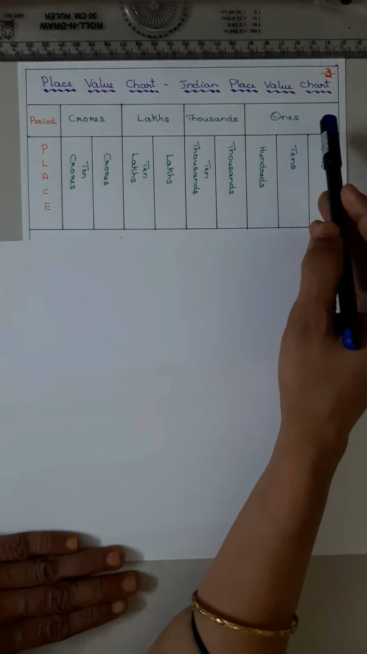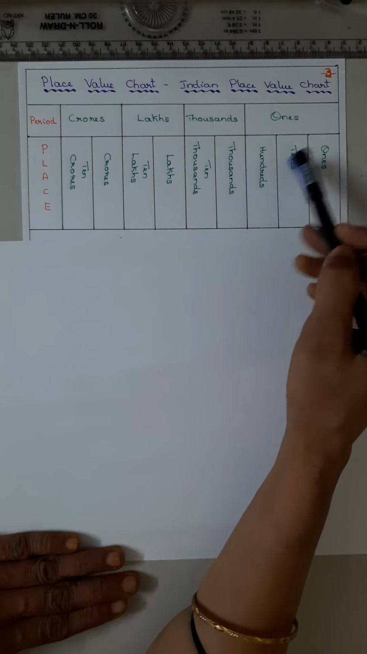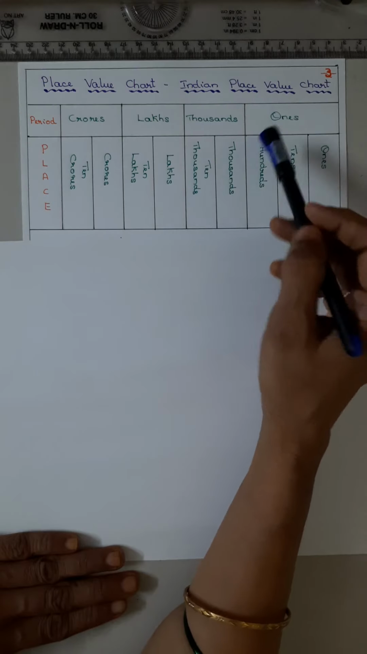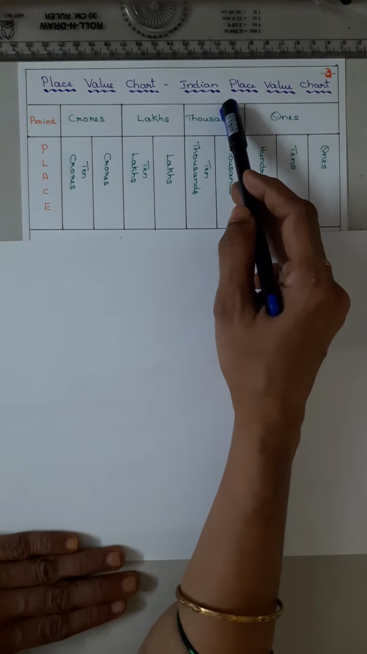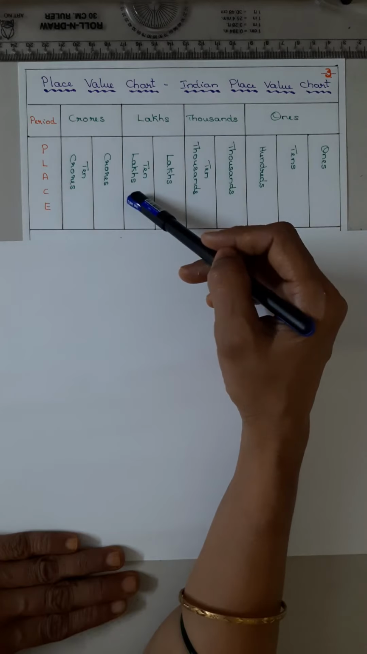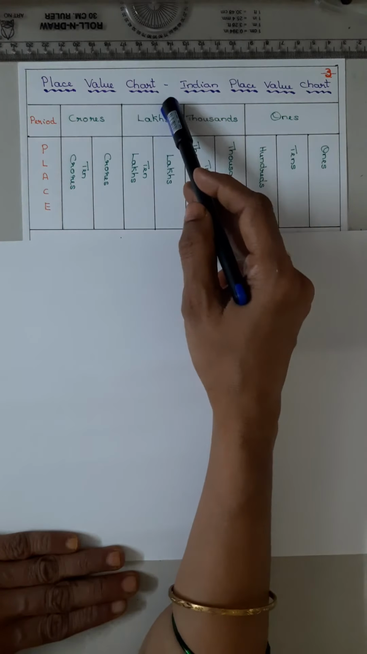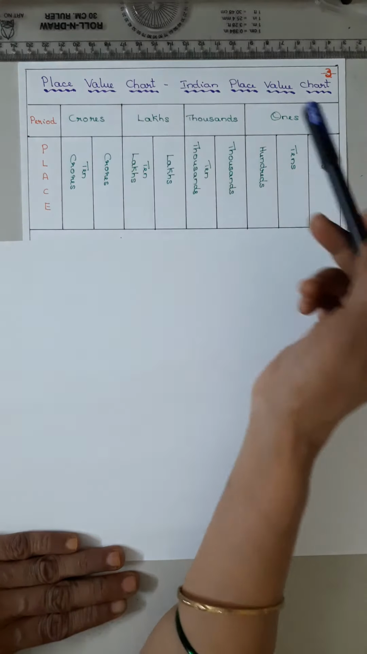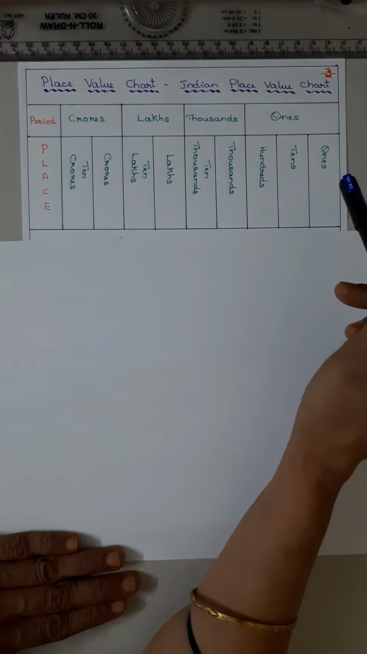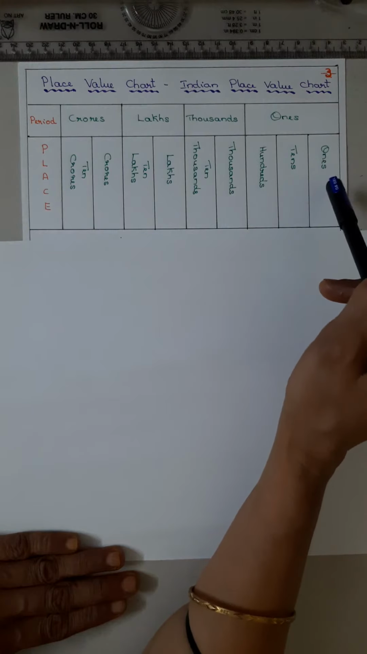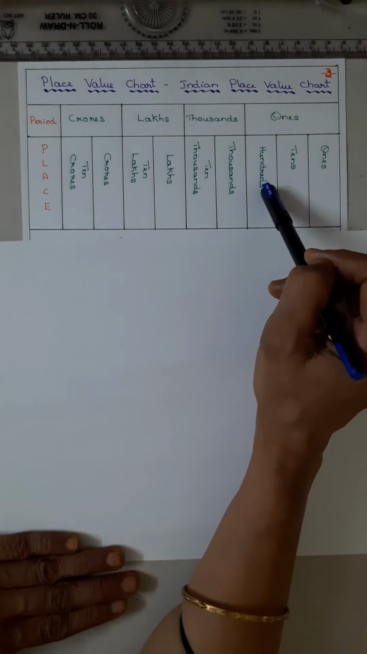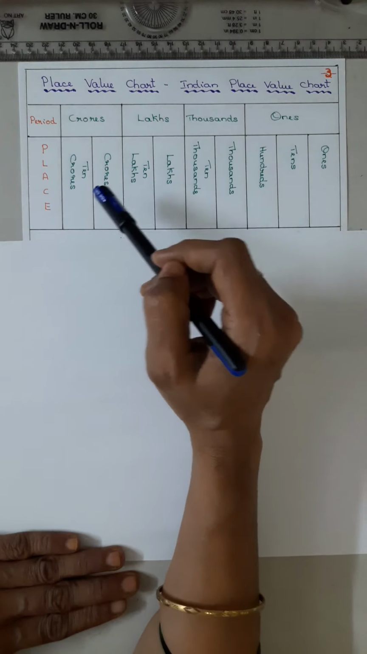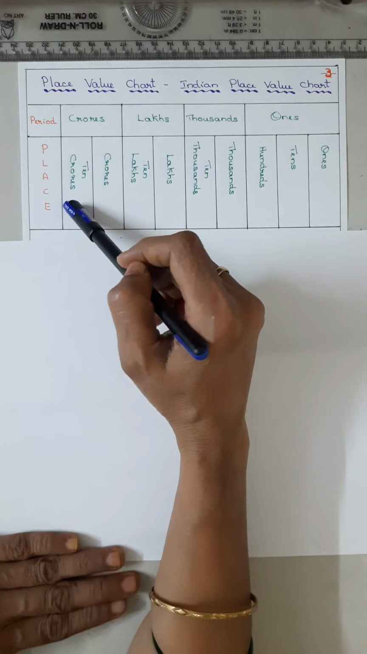Ones, tens, hundreds come under the ones period. Thousands, 10,000s come under the thousands period. Then lakhs, 10 lakhs come under the lakhs period. Crores, 10 crores come under the crores period. So we have got ones, tens, hundreds, thousands, 10,000s, lakhs, 10 lakhs, crores and 10 crores.